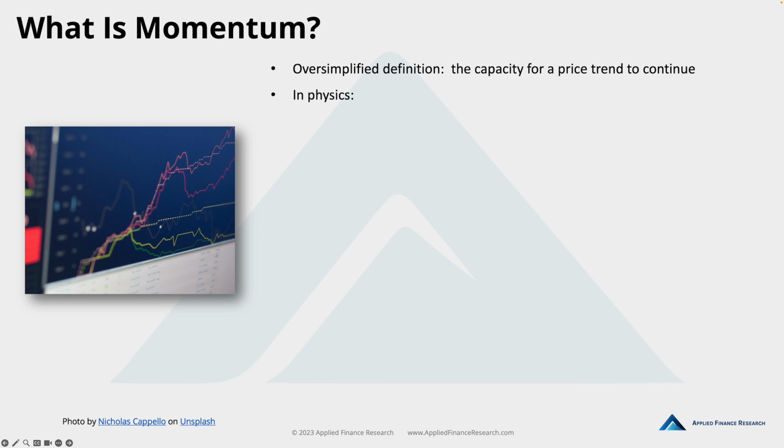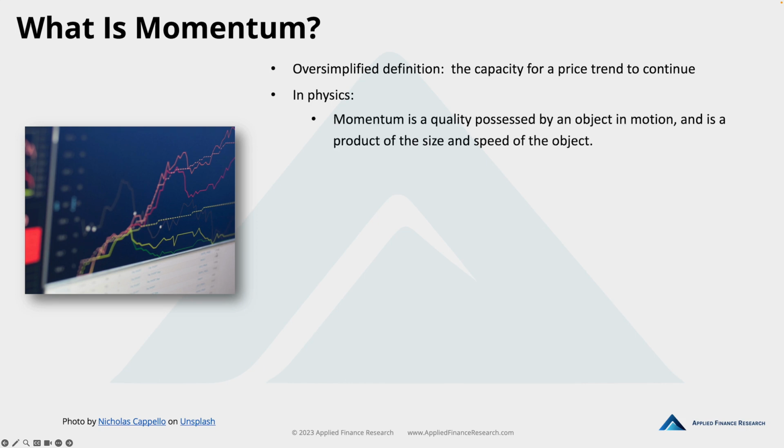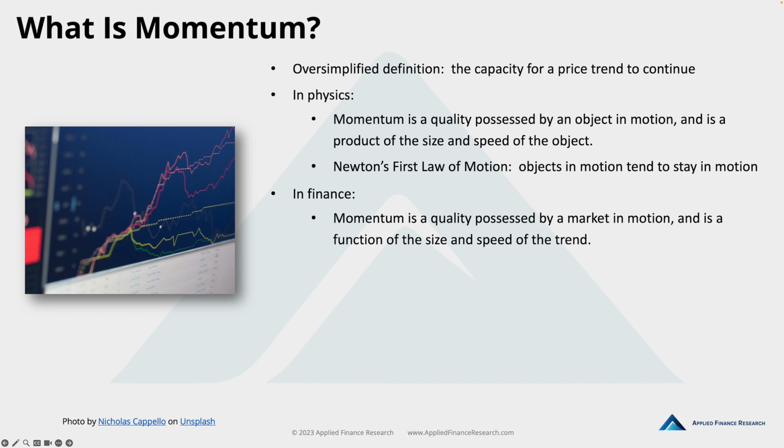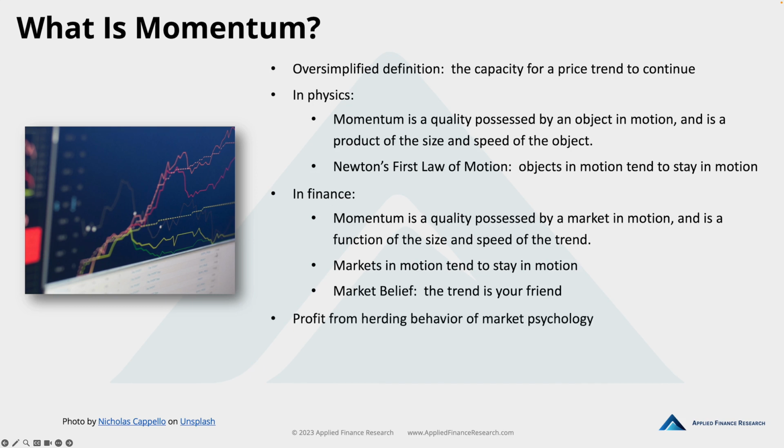In physics, momentum is a quality possessed by an object in motion and is a product of the size and speed of the object. This connects to Newton's first law of motion, which states that objects in motion tend to stay in motion. In finance, momentum is a quality possessed by a market in motion and is a function of the size and speed of the trend. The idea here is that markets in motion tend to stay in motion. This connects to the market belief that the trend is your friend. Momentum is a concept that allows investors and traders to profit from the herding behavior of market psychology.